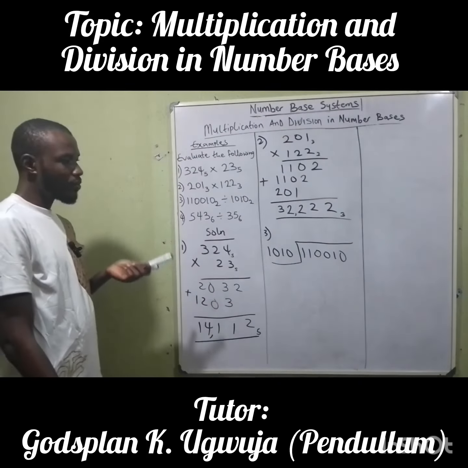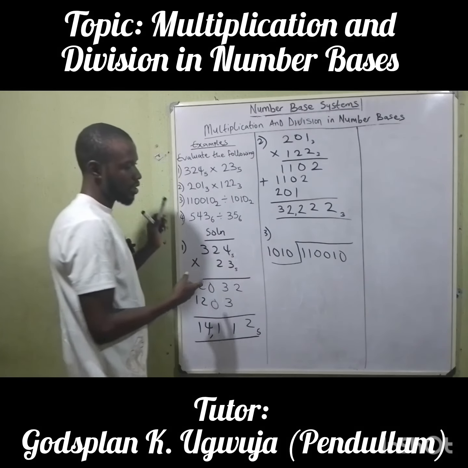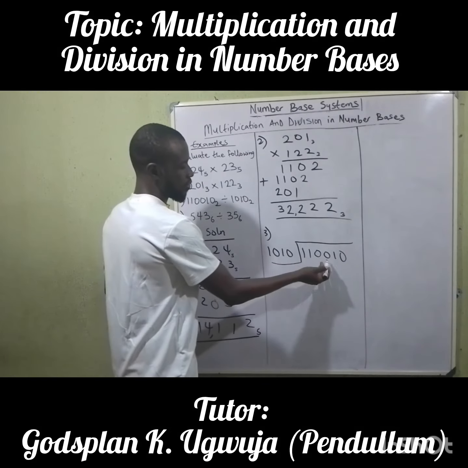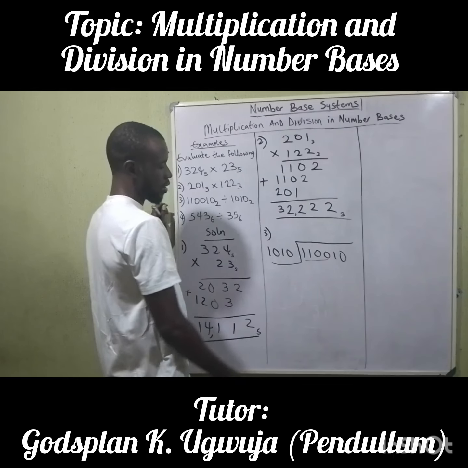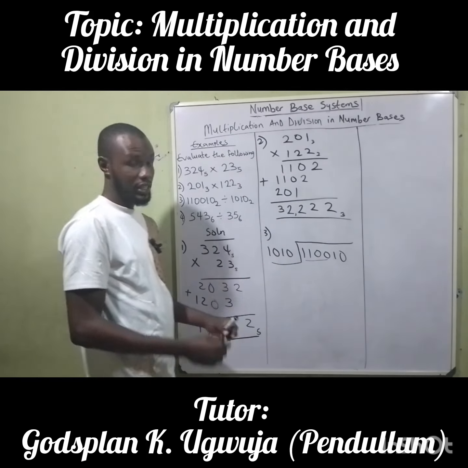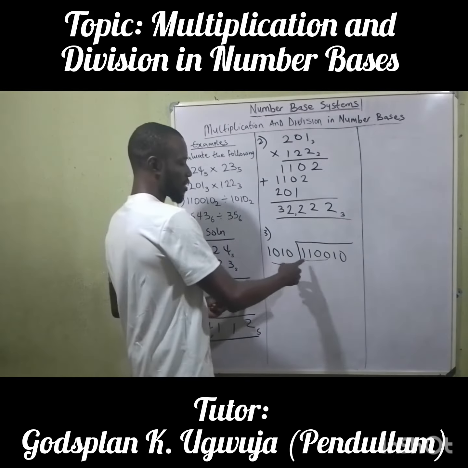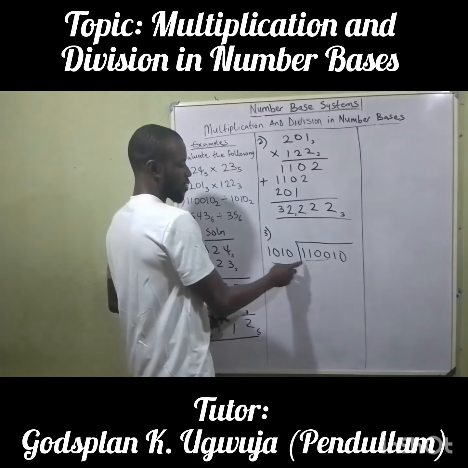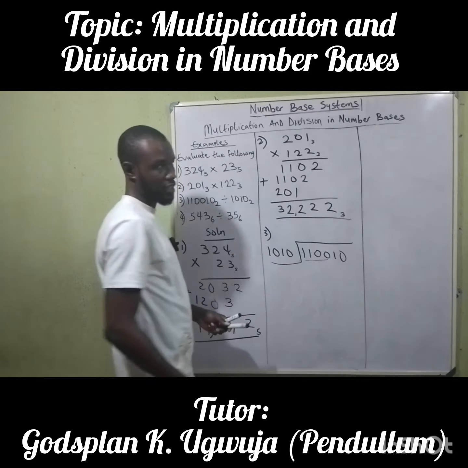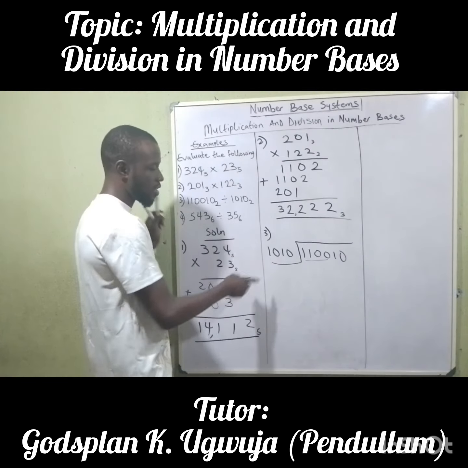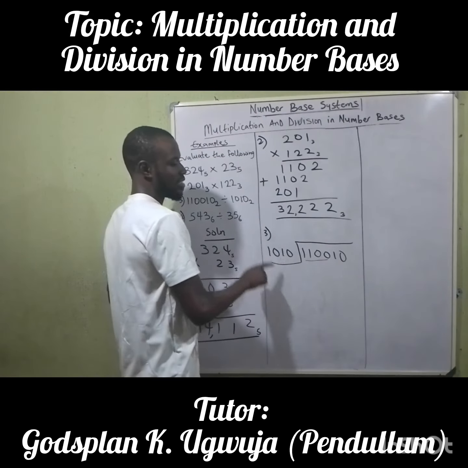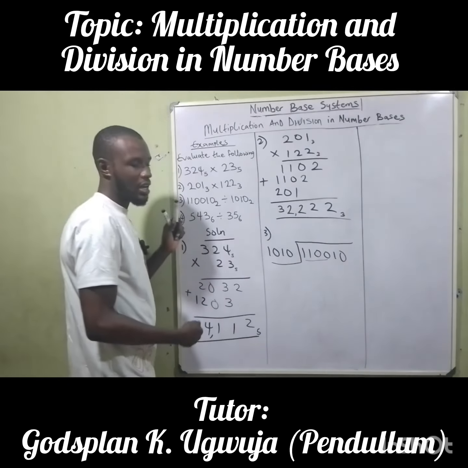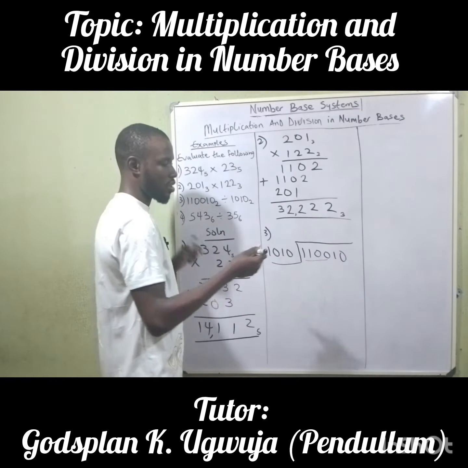So what do we do here? How do we solve this? Now this is 4 digits, 1, 2, 3, 4, so we'll take the first 4. This is 1010 and this is 1100. How many times will 1010 go into 1100? It's only once.